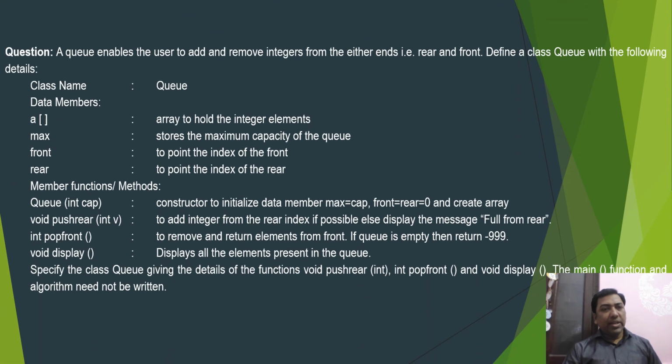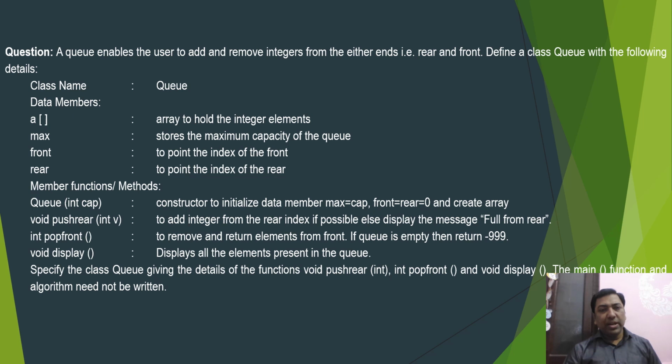Now let us see with the help of a program. Queue is a class. Data members: a, an array to hold the integer elements. Max stores the maximum capacity of the queue. Front to point to the index of the front. Rear to point to the index of the rear. Queue, a parameterized constructor to initialize the data members: max is equal to cap, front and rear 0, and create the array.